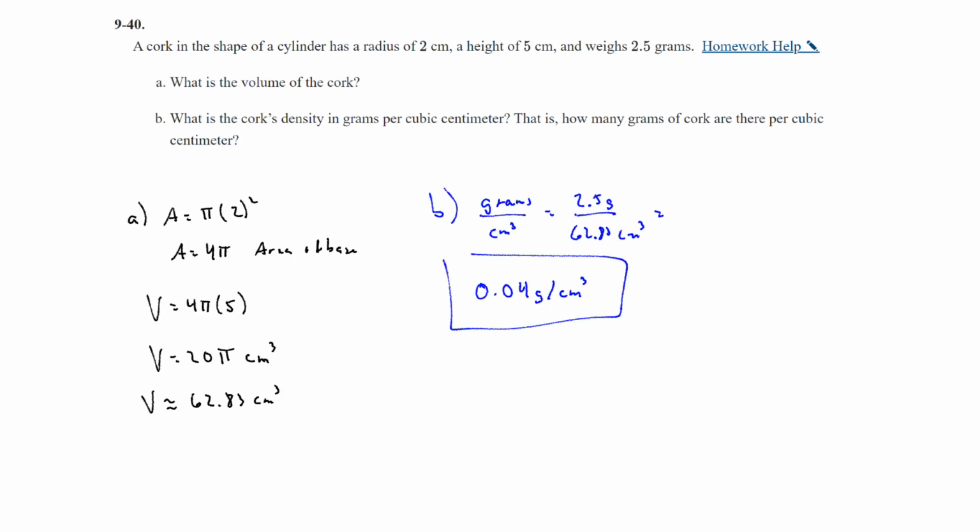So once again, pay attention to the labels. It's the grams per and then cubic centimeter at the end. So that's why we would go grams over the cubic centimeter.